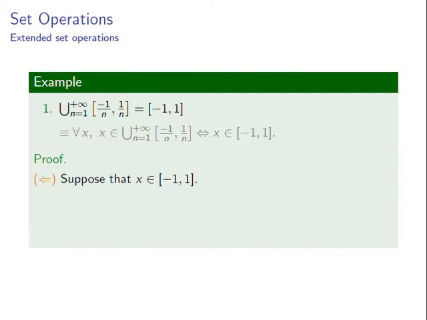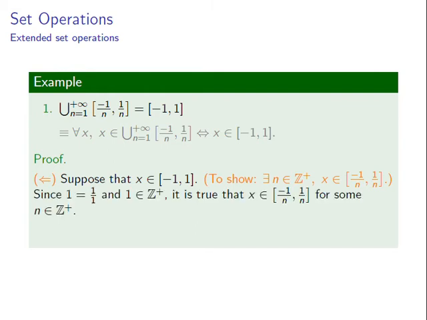For the converse, suppose that x is an element of the closed interval from minus 1 to 1. We need to show that x is an element of the union of all closed intervals from minus 1 over n to 1 over n and from 1 to positive infinity. This is equivalent to the condition that for some positive integer n, x is an element of the closed interval from minus 1 over n to 1 over n.